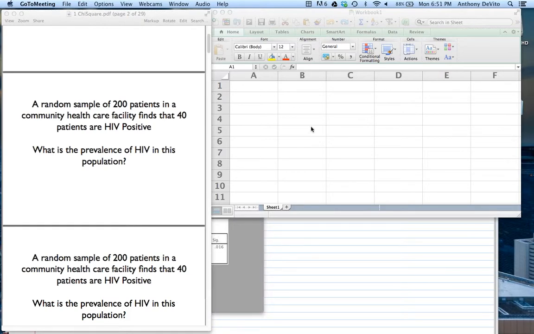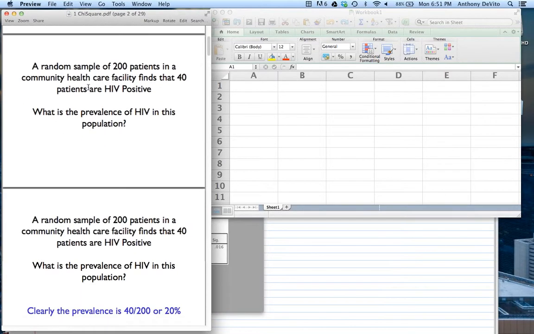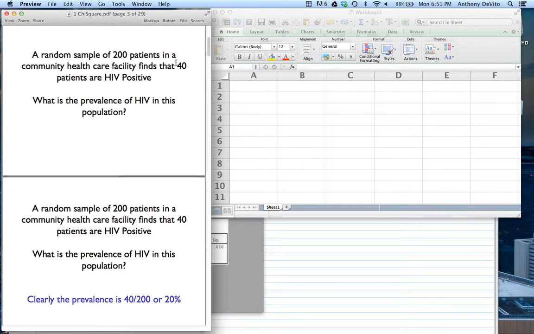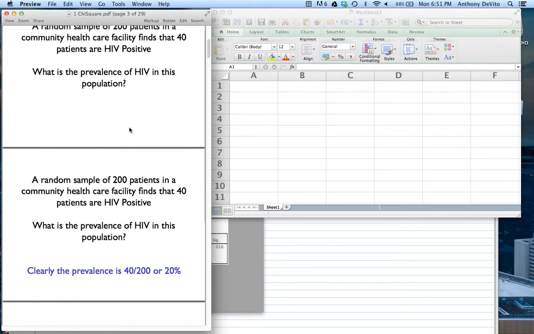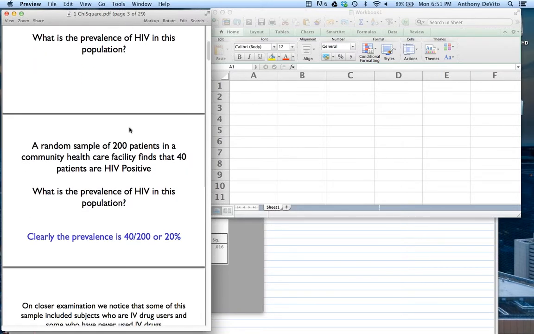Okay, so I'm going to take an example where we're looking at two categories, drug use and HIV status. We take a random sample of 200 patients in a community healthcare facility, and we find that 40 of these patients are HIV positive. So we know the prevalence would be 40 out of 200, or about 20% in this healthcare facility. The prevalence of HIV positivity in this healthcare facility is 20%.